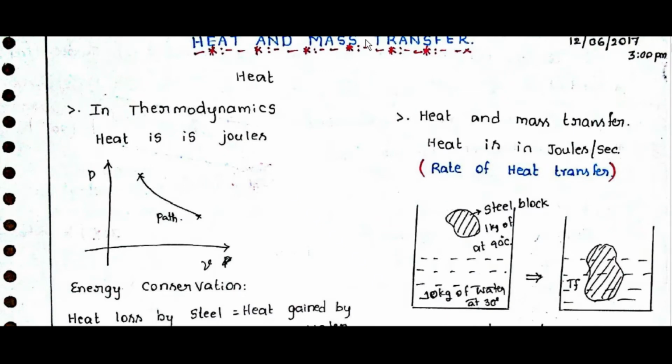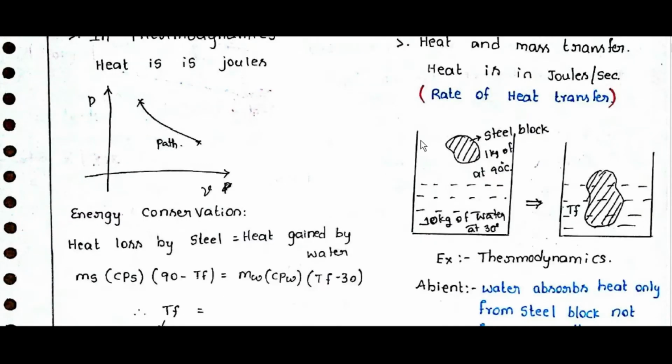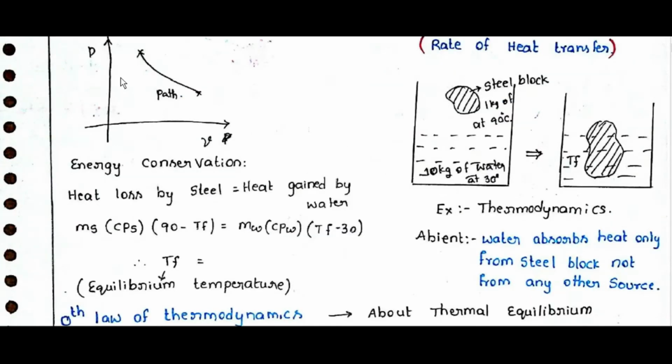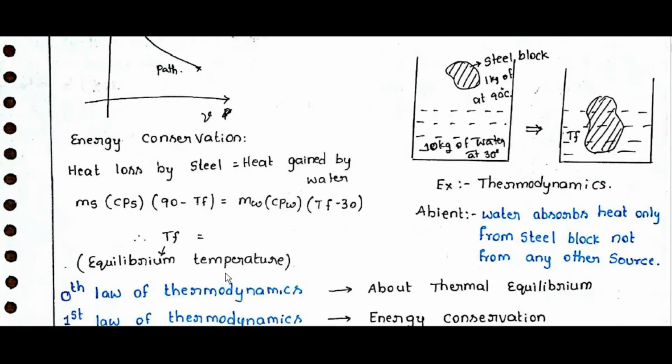Heat and mass transfer. In thermodynamics, heat is in joules. In heat and mass transfer, heat is in joules per second, the rate of heat transfer. In thermodynamics, by energy conservation, heat loss by steel is equal to heat gain by water: m_s C_ps (90 − T_f) = m_w C_pw (T_f − 30), where T_f is the equilibrium temperature.